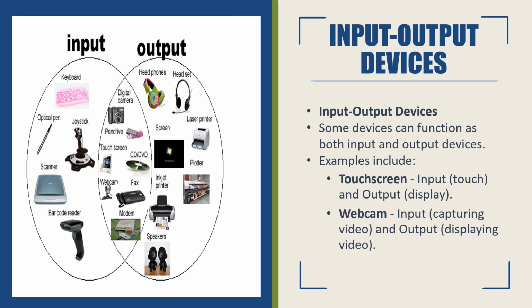There are some devices that work as both input and output devices, like touchscreen and webcam, and here's a picture that shows this divide very easily. You can see from here the devices that can be used as an input device as well as an output device: digital camera, pen drives, touch screens, fax machines, modems, CDs. These sometimes work as an input device that takes data from you and can be used as an output device returning data to you.